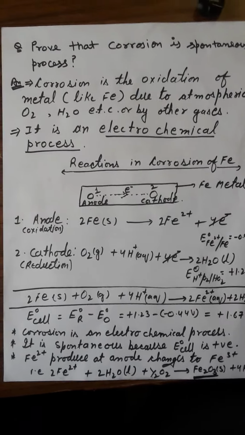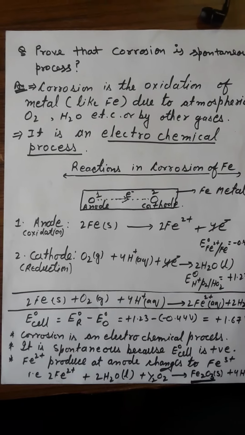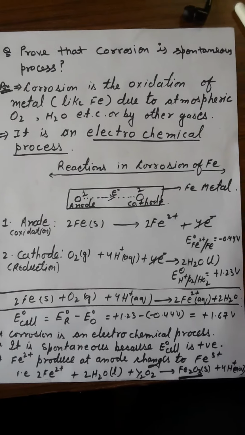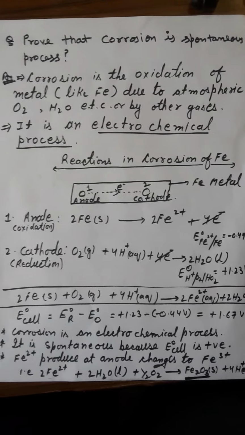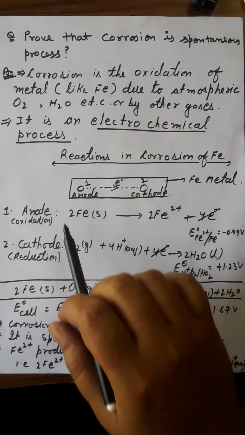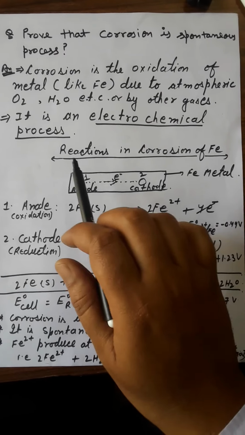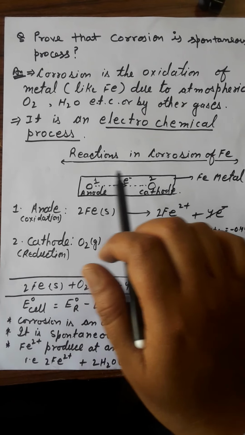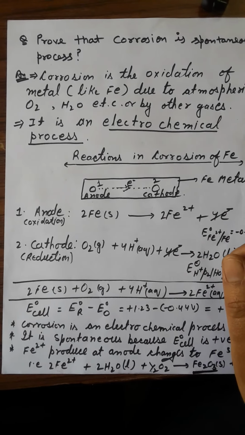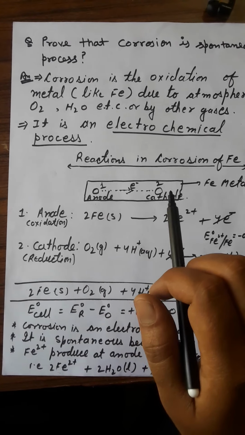One more important thing, please remember that corrosion is always an electrochemical process. How is it an electrochemical process? Now let's see with some diagram. You can see I have written some reactions in the corrosion of iron. Let's see this diagram. For example, it is a pure iron metal. Let's take two spots, spot number 1 and spot number 2.